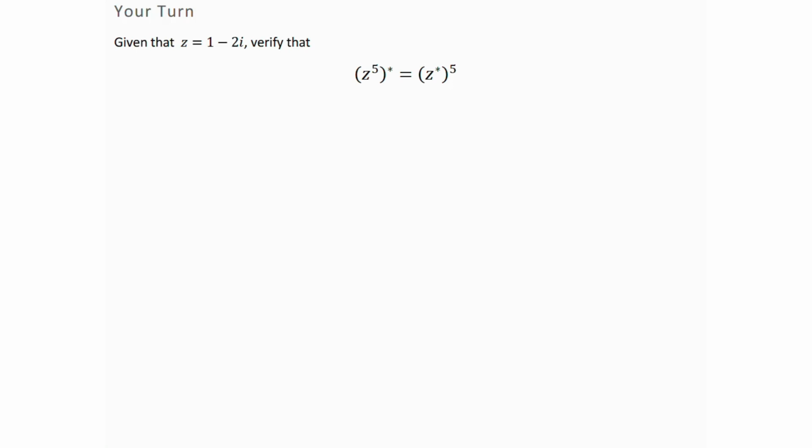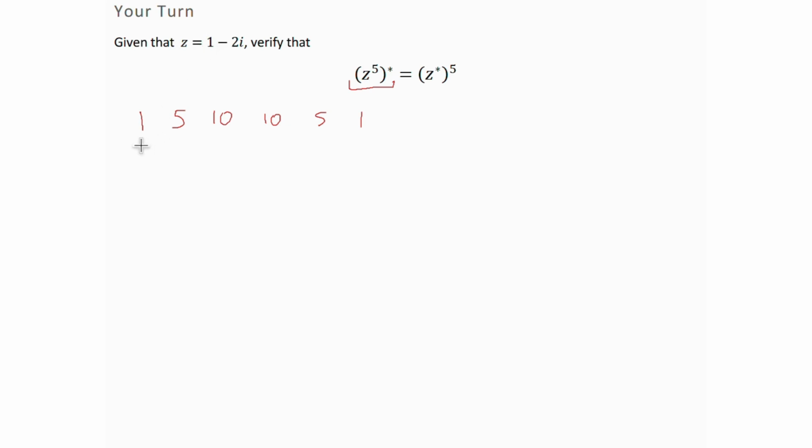Given that z is 1 minus 2i, verify that z to the power of 5 conjugate is equal to z conjugate to the power of 5. So to verify this, we're going to check each of these and we're going to show that they give the same answer. So starting with that one first, binomial expansion, Pascal's row, 1, 5, 10, 10, 5, 1.